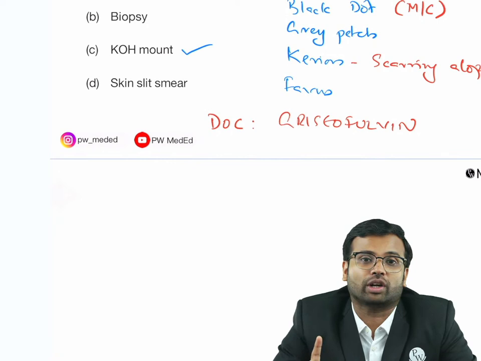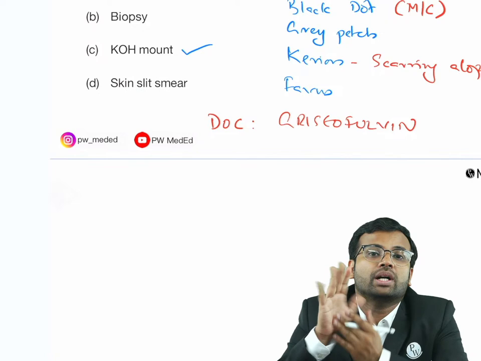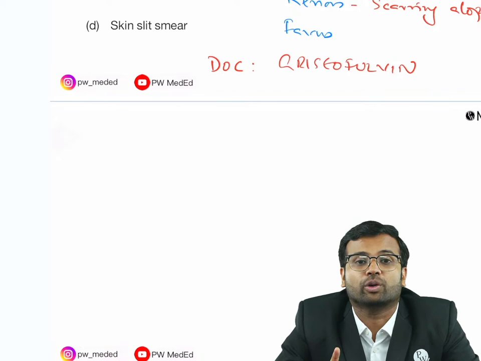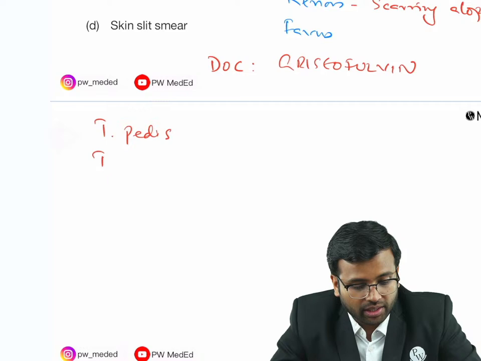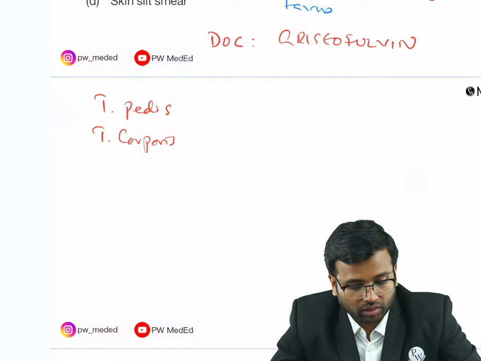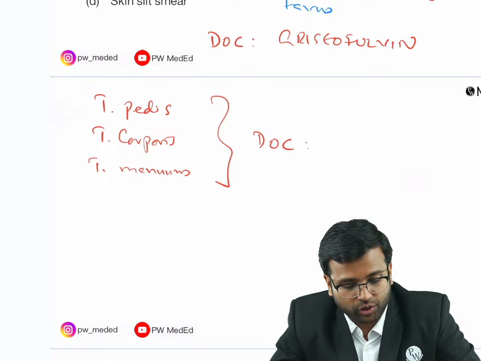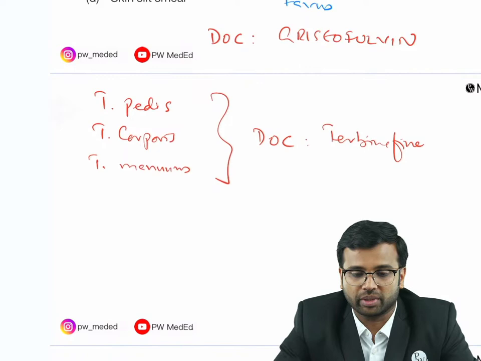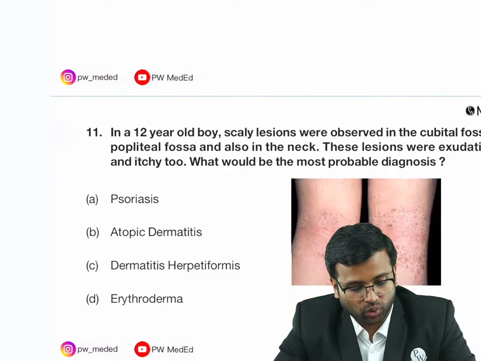Remember, in all types of tinea, for example tinea manum, tinea corporis, tinea pedis, everything, the drug of choice is going to be terbinafine. Whereas the only exception is tinea capitis, where the drug of choice is going to be griseofulvin. So I hope the entire thing is clear for you. So with your permission, I'm going to the next question.